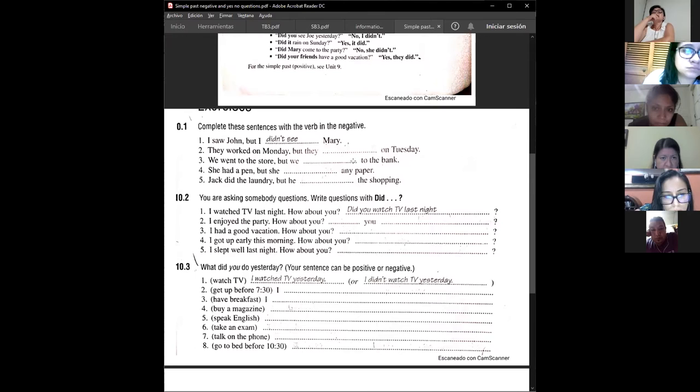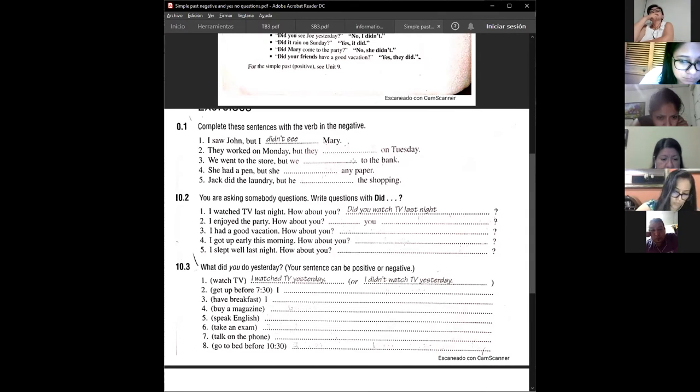Y el ejercicio número 3, lo que vamos a hacer es pasar la oración positiva a negativa. Ustedes tienen el ejemplo ahí en paréntesis. Watch TV. I watched TV yesterday. Siempre tiene que ir yesterday. So you need to use yesterday. That is the positive statement. The negative statement, I didn't watch TV yesterday.